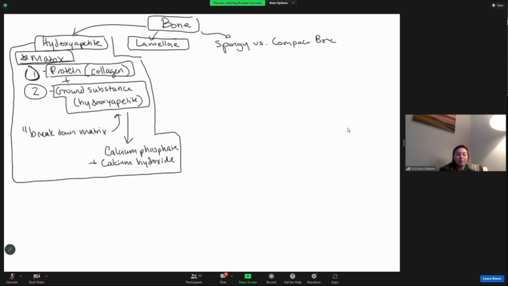So then we have lamellae. Remember, lamellae were part of the compact bone, right? So we have 3 different types of lamellae. We have our concentric lamellae. So this is our first type. And this is the lamellae you guys already learned about. So this is the tree rings that make up each osteon. So I'll try to draw a quick little picture here.